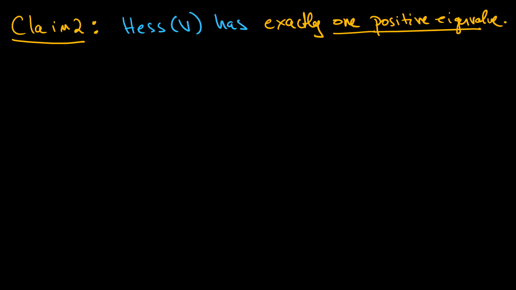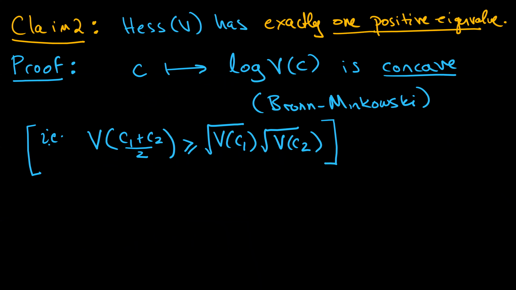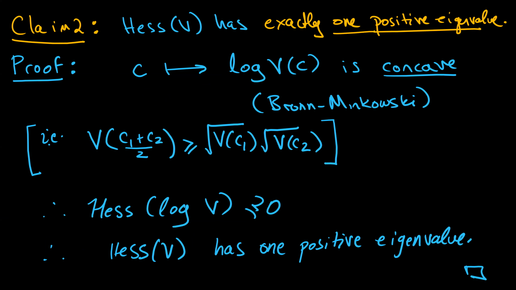Okay, so now let's look at claim two, which is that this Hessian has exactly one positive eigenvalue. This is actually an instance of a more general fact about log concave functions. The first claim is that the function which maps c to the log of the volume is a concave function. As a consequence, the Hessian is a negative semi-definite matrix, and then the Hessian of the volume has exactly one positive eigenvalue. Now, these aren't trivial facts to prove, but they're known previously, and for this talk we just take them to be a black box. But this is a general fact that works for any kind of log concave function.